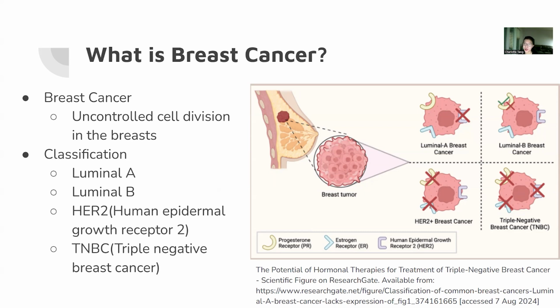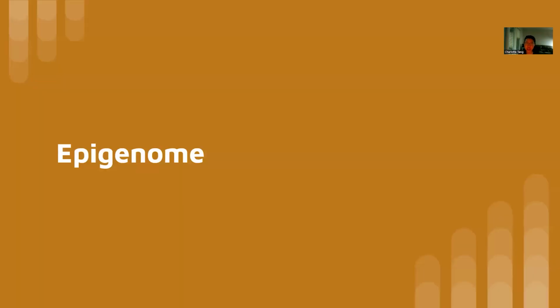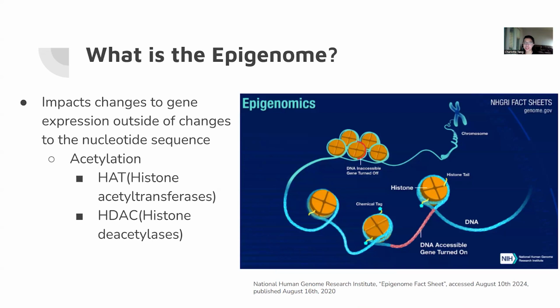And the reason why this is important is that without these important receptors, these cells can't respond to normal cues like normal cells would, which really allows breast cancer to be really impactful. So the epigenome is really important to cancer, and this is because it impacts changes to gene expression outside of changes in the actual nucleotide sequence.